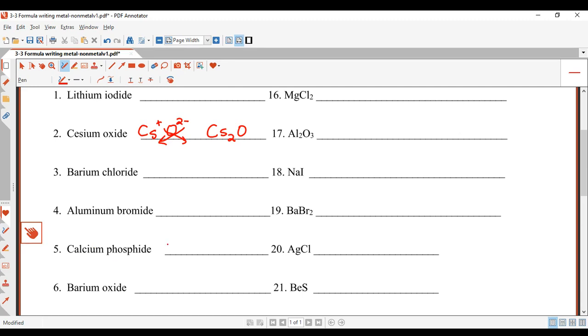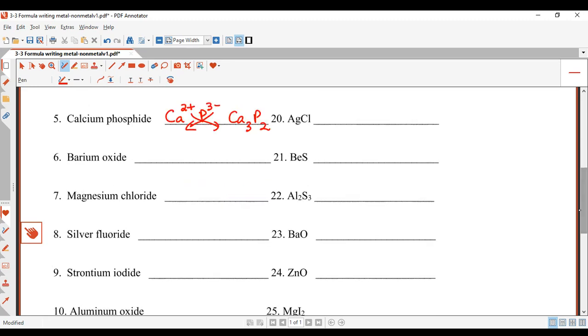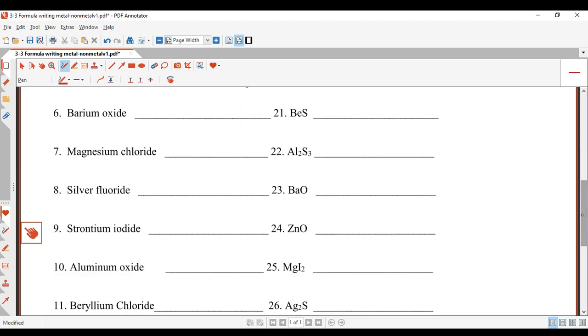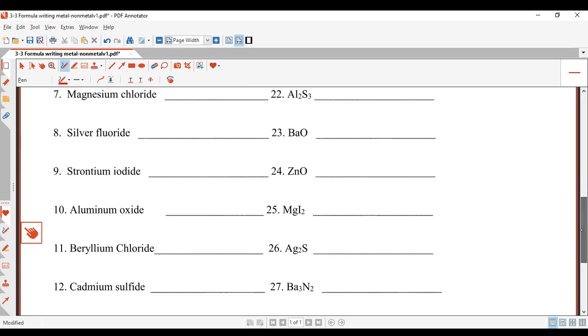We have calcium phosphide. We have Ca +2 because it's in group 2. Phosphorus is in group 15, so that's 3 minus. Do the crisscross. We write Ca3P2 as our formula. Again, these are the lowest whole number ratio, so we don't simplify it. Okay, let's go down and do cadmium sulfide.